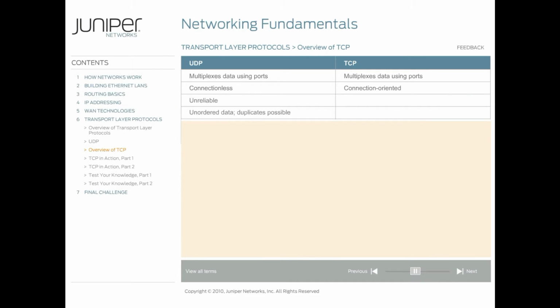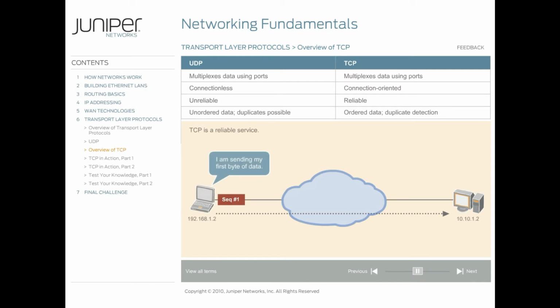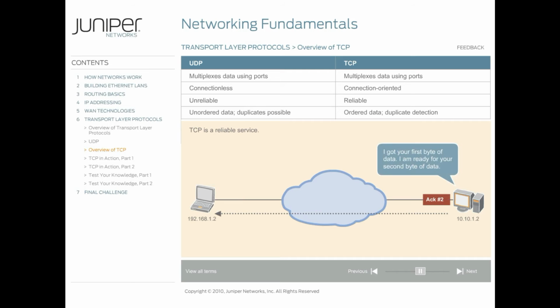Earlier we learned that UDP is an unreliable protocol because there are no guarantees of delivery. TCP, on the other hand, provides applications with a reliable data delivery service. TCP uses a sophisticated system of sequence numbers, acknowledgement numbers, and timers to ensure data arrives at the destination computer in the correct order without duplication. TCP uses a technique known as positive acknowledgement with retransmission, where the receiver of the data is responsible for telling the sender it received the data.